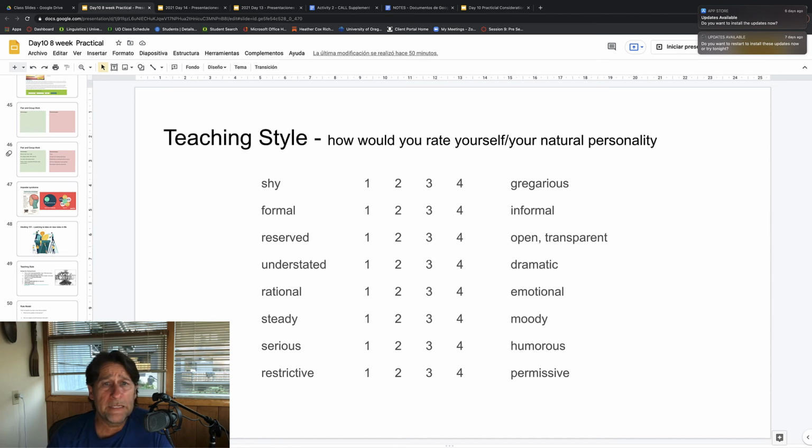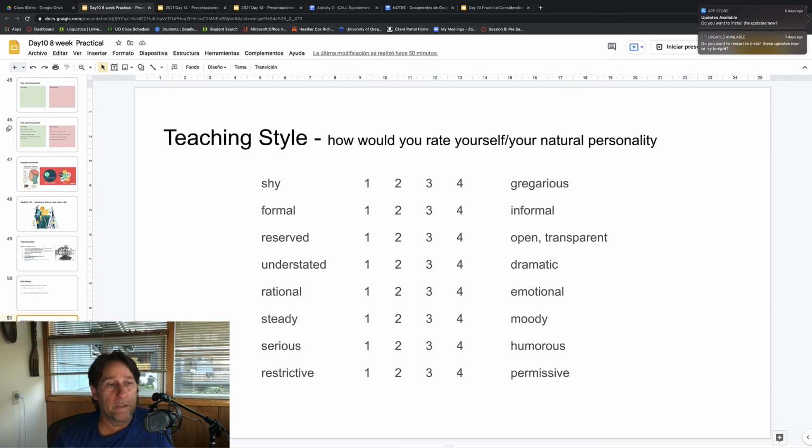So developing a teaching style, how would you rate yourself and your natural personality? So this is a fun little activity. You could go ahead again and pause this and just look through this. Are you more shy, or are you more gregarious? Are you more formal? Are you more informal? How do you fit in on this paradigm, and think through that a little bit? So again, take a minute, pause, look through that, see where you fit in. Okay, and now we're back.